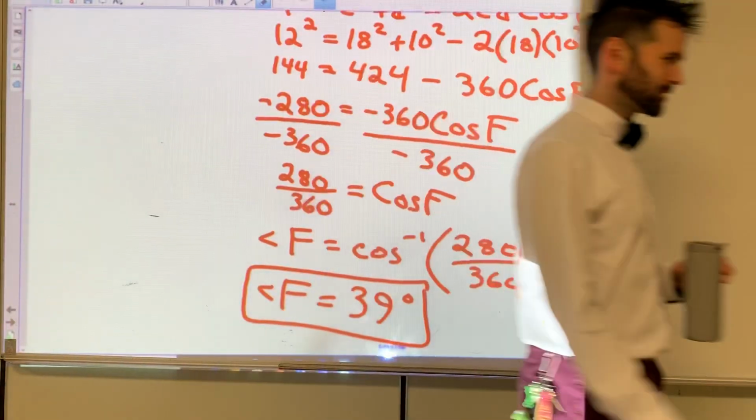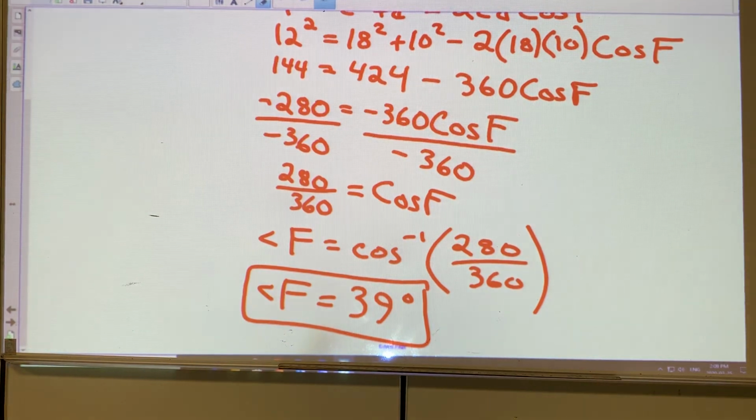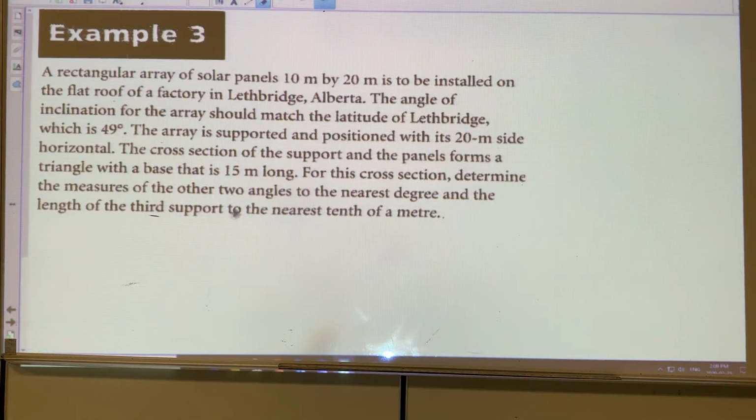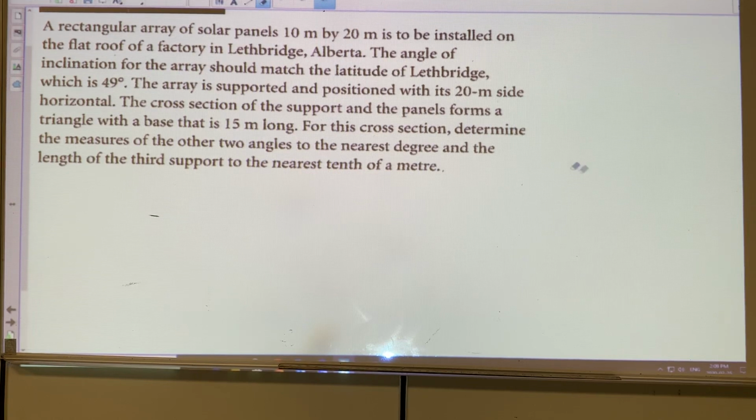Alright. I can always go back. Because now we have to do a big word attack problem. These are the worst. Oh, this question is a nightmare.